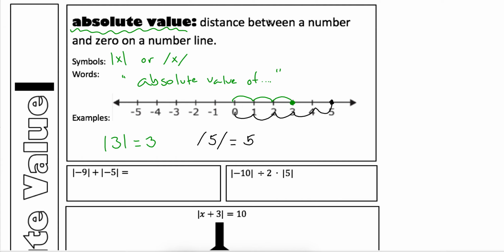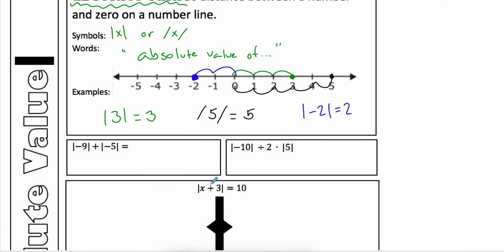You might also see the absolute value of a negative number. The absolute value of -2. Well, -2 is here. How far away from 0 is -2? 1, 2 jumps away. So the absolute value of -2 is just 2. So if you notice, the absolute value of a positive number is a positive number. The absolute value of a negative number is a positive number. Like I said before, in absolute value, your answers can never be negative. They'll always be positive.